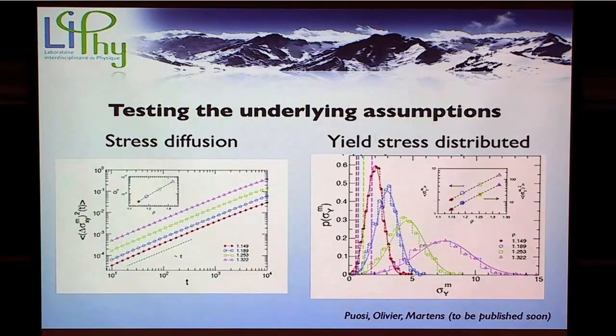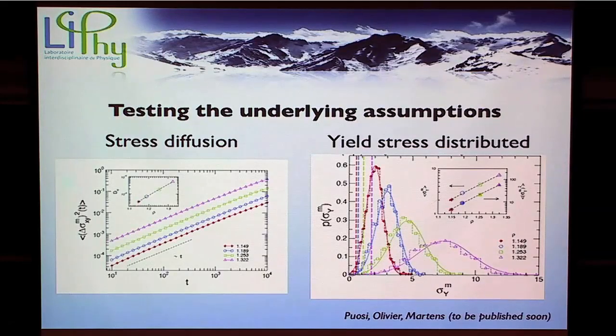Okay. So there are many assumptions in the Hébraud-Lequeux model. One being very strong, that is the color of the noise, the mechanical noise, being white noise. We didn't believe this at first, and then we did microscopic simulations of Lennard-Jones systems, and actually we see that if you look at the stress diffusion, here's the mean square displacement of the stress, you see that it's linear in t, so it seems to be, at least in this system, a good approximation.